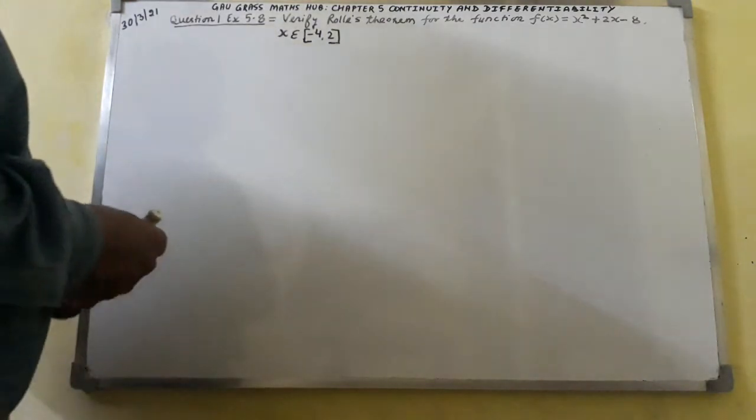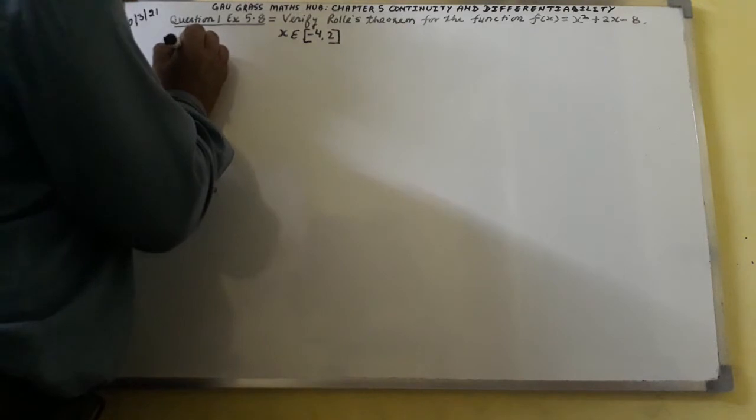I shall explain question number 1 that has been taken from exercise 5.8, chapter 5, continuity and differentiability. The question is, verify Rolle's theorem for the function f of x equal to x square plus 2x minus 8, where x belongs to the closed interval [-4, 2]. Now come to the solution.